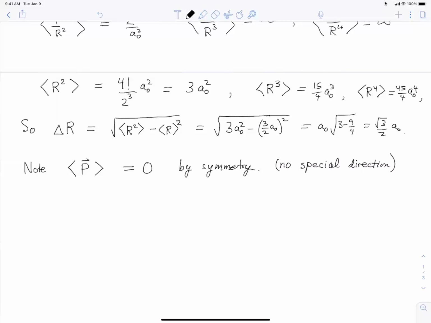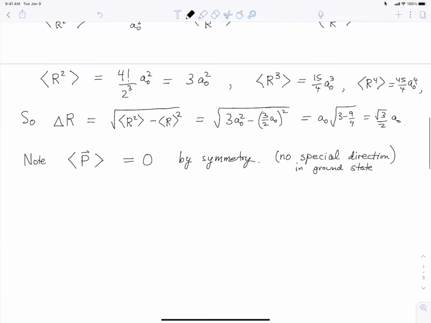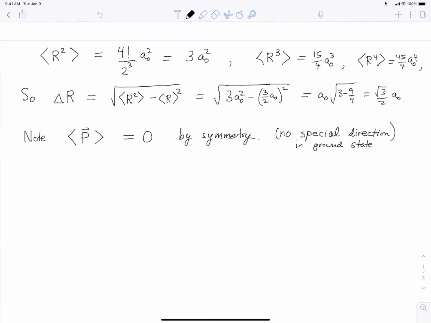So that argument won't work. I should say no special direction in the ground state. That argument won't work for the excited states of hydrogen, because let's say I'm taking a state that has non-zero angular momentum with respect to the z-axis, then there is a special direction, and that would be the z direction. And so that argument wouldn't tell you that the expectation value of p is 0 necessarily. So there you'd have to compute it. But here we're just talking about the ground state.